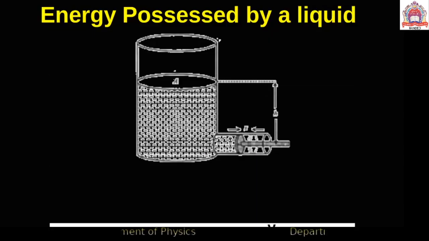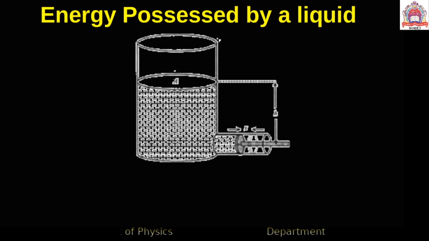Now, energy possessed by a liquid, how is it possessed? A liquid in motion possesses 3 forms of energy. First is the pressure energy, then kinetic energy, and the third one is the potential energy.